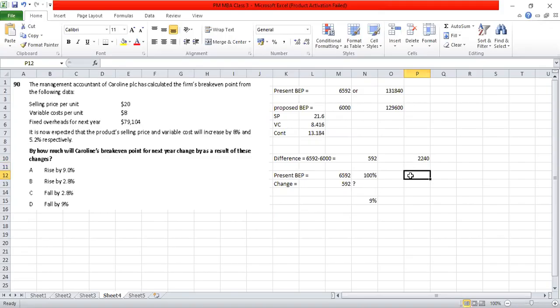I will try to do it. If 131,840 is 100%... Oh, I made a mistake. Two, two, four.